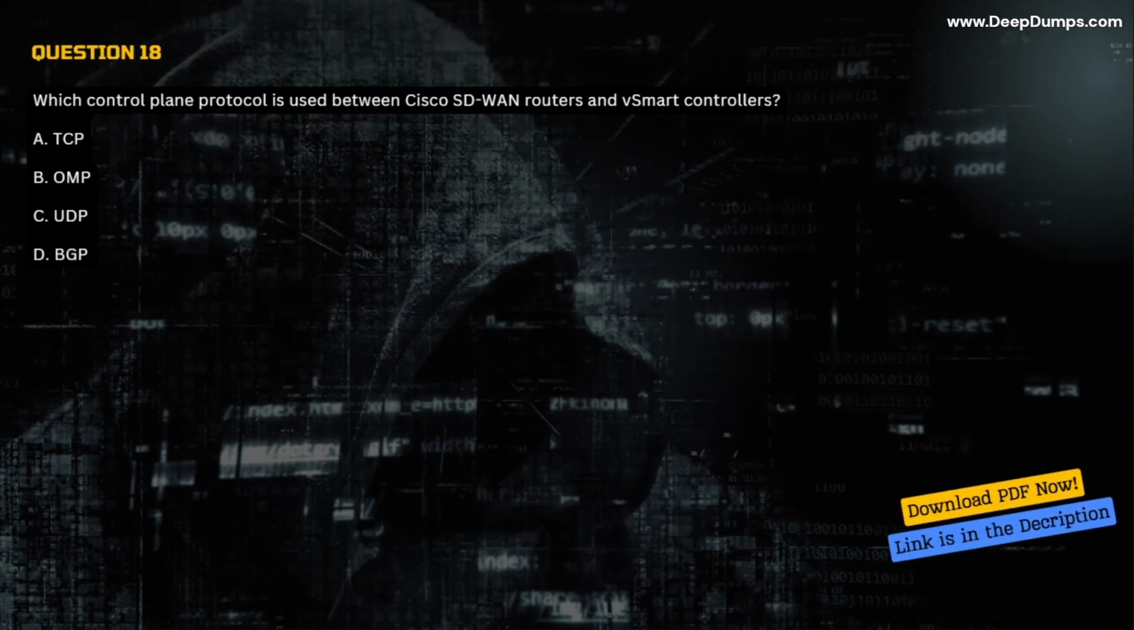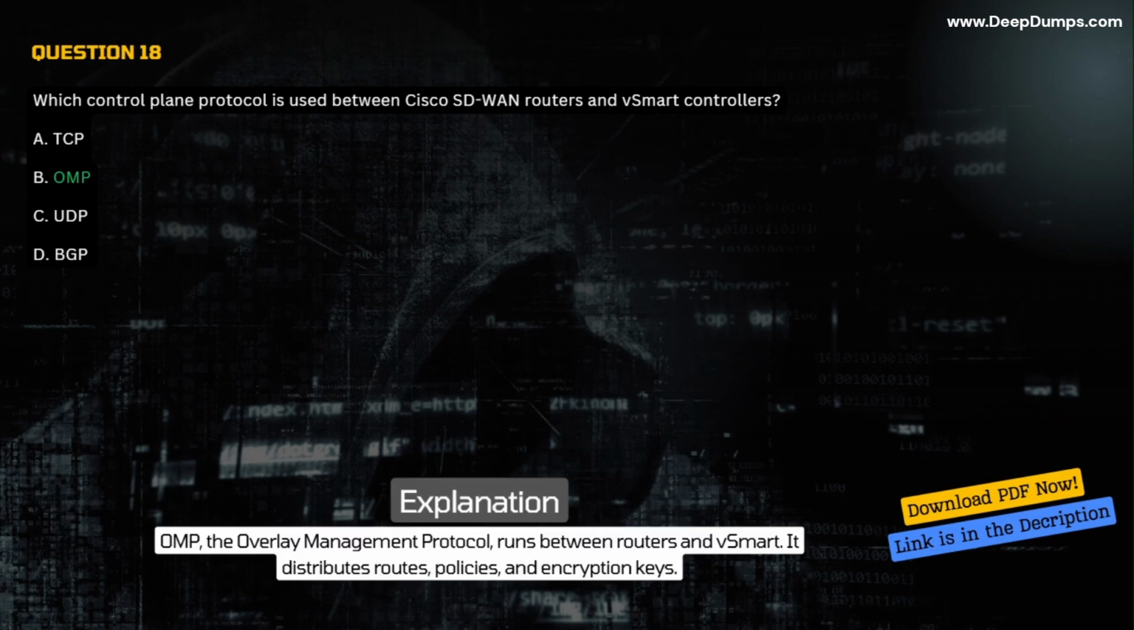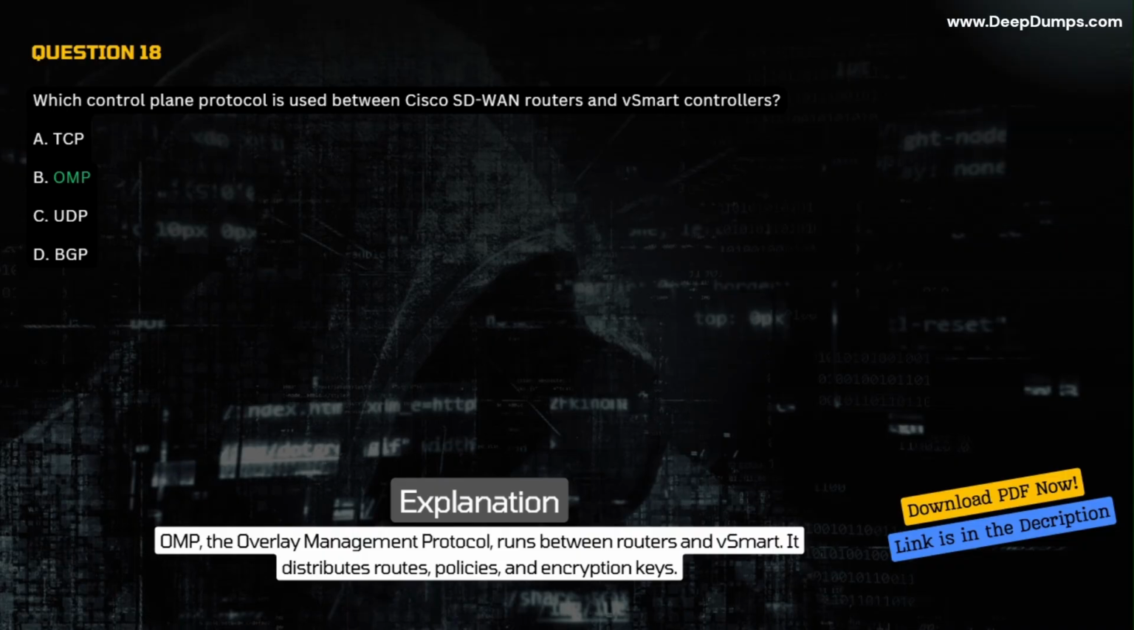Question 18. Which control plane protocol is used between Cisco SD-WAN routers and vSmart controllers? A. TCP. B. OMP. C. UDP. D. BGP. Correct answer B. OMP. Explanation. OMP, the Overlay Management Protocol, runs between routers and vSmart. It distributes routes, policies, and encryption keys.